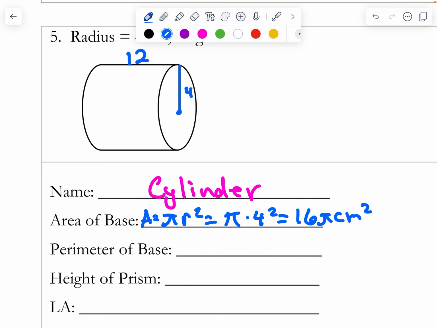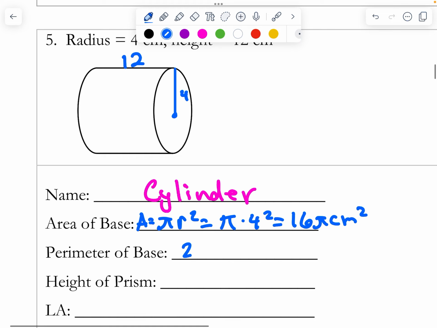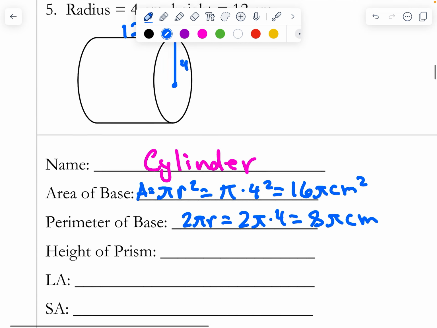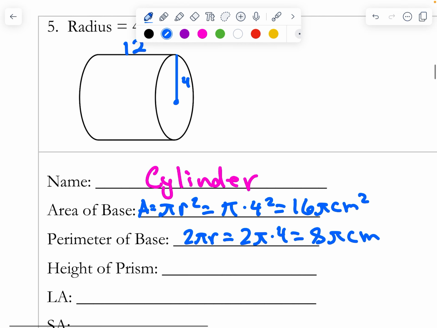The perimeter is the circumference. Again, I like to think of it as bringing this 2 up to the front. So the circumference is 2 pi r. So 2 times pi times r. In this case, r is 4. So 2 times 4 is 8. So my answer here will be 8 pi centimeters. The height of the prism, well, they told us is 12. So 12 centimeters, easy peasy.